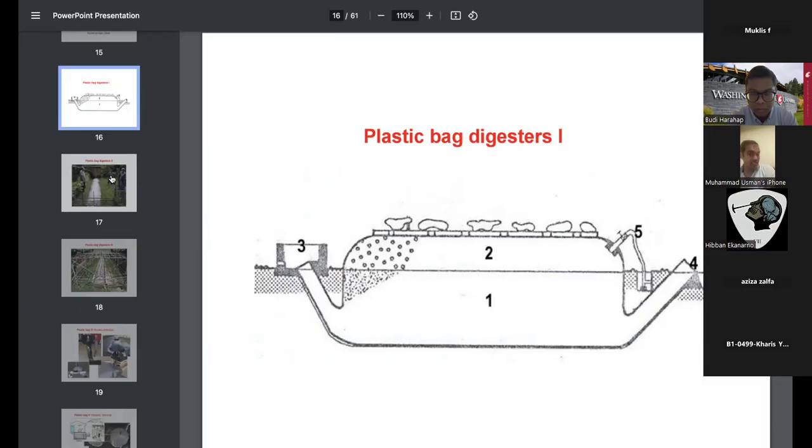But the disadvantage is that temperature fluctuations may cause more changes in this type of biogas plant compared to the dome type as well as the floating drum type biogas plant.